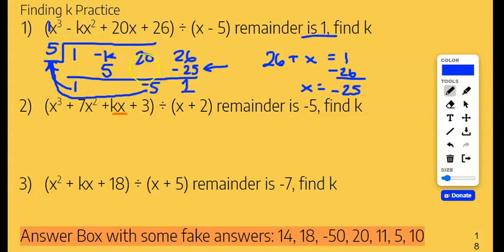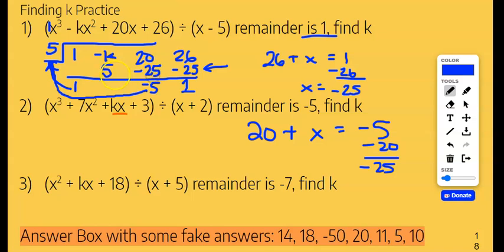Now we can fill this number in. 20 and something is negative 5. Subtract 20. That had to be negative 25 in that spot. And that's a good number to have because I need to be able to make a number that will come out of a 5 times something. What times 5 would make negative 25? Negative 5 times 5 would make negative 25.